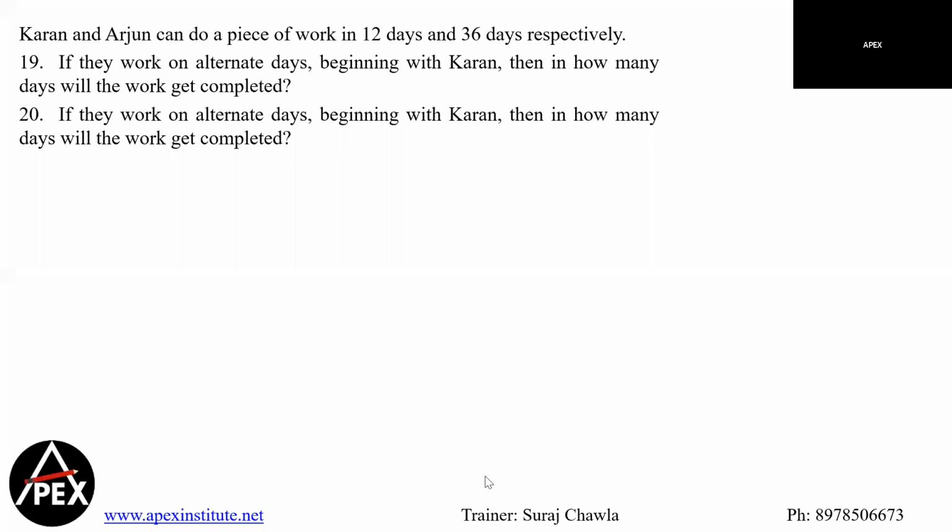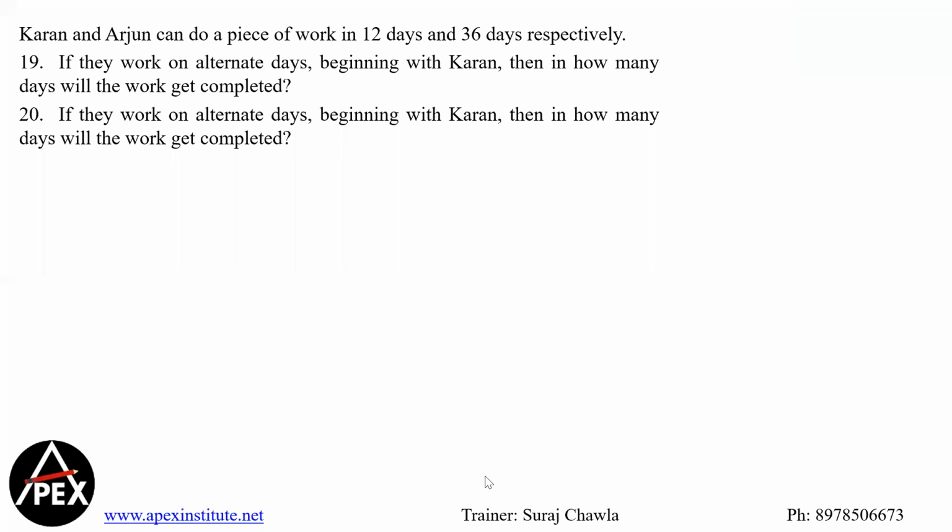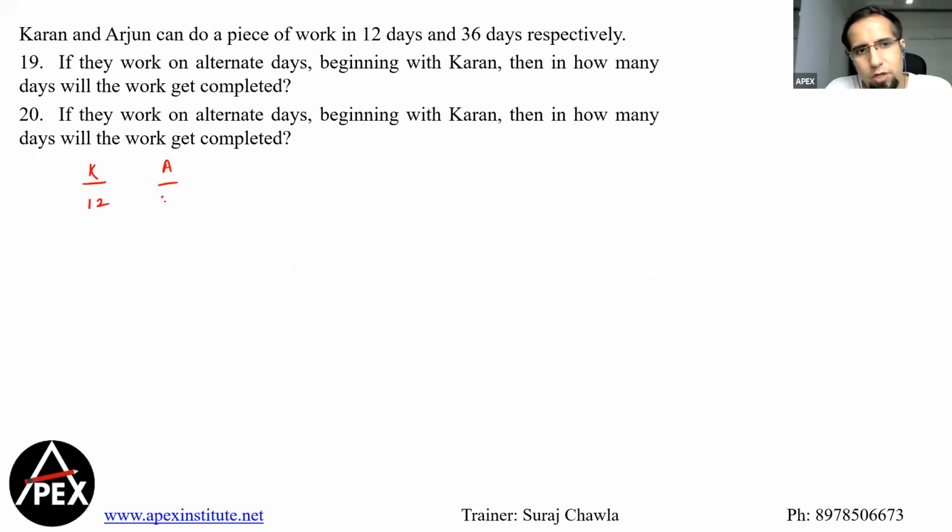So let's see this, guys. Now, it's a very beautiful model of alternate days, okay? So I'm told that Karan can complete a piece of work in 12 days and Arjun can complete a piece of work in 36 days. Let's say LCM is the total work. So total work is 36. This will be 3, this will be 1, and this will be 4.